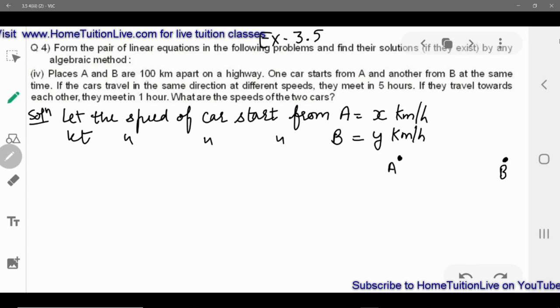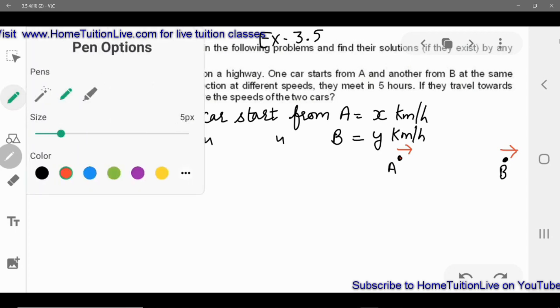Places A and B are 100 km apart on a highway. This is place A and this is B, and the distance between these is 100 km. One car starts from A and another car from B at the same time. If the cars travel in the same direction at different speeds, that is, if car A is in this direction, then B also in this direction, at different speeds, they meet in 5 hours. If they travel towards each other, they meet in 1 hour.